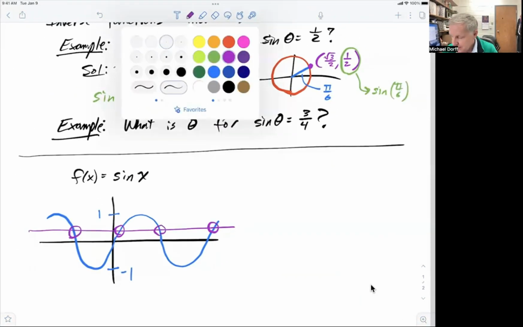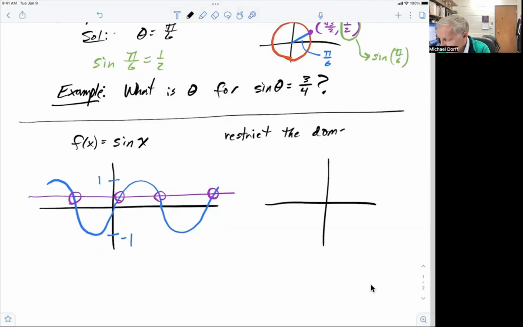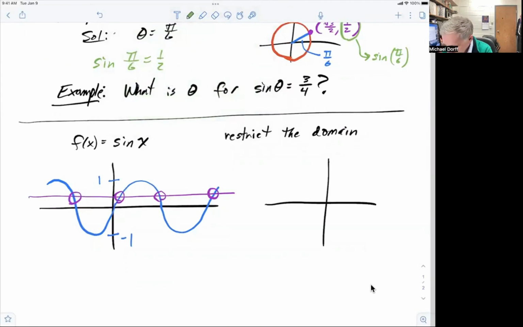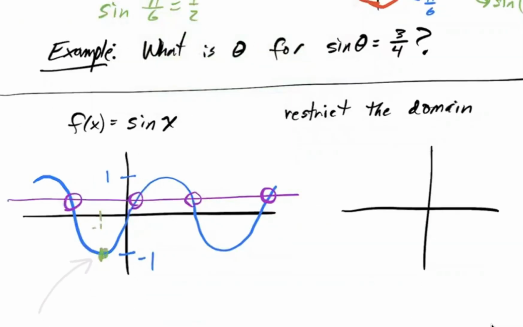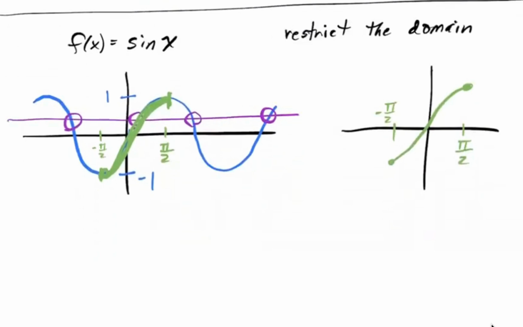So we talked last time about how you can fix this issue. You can fix it if we restrict the domain. Now, there are lots of ways we could restrict the domain. The way that is commonly done is we restrict it from -pi/2 up to x equals pi/2. So our graph now is going to look like this, between x equals -pi/2 and x equals pi/2. If I do the horizontal line test on that, we see that it is 1-to-1. So now I can find an inverse function for it.